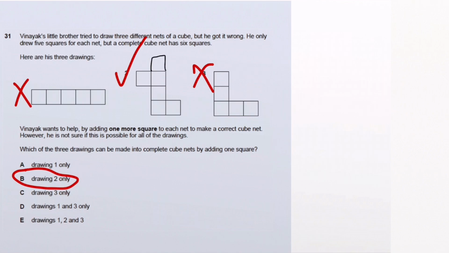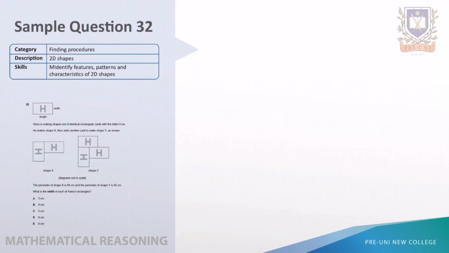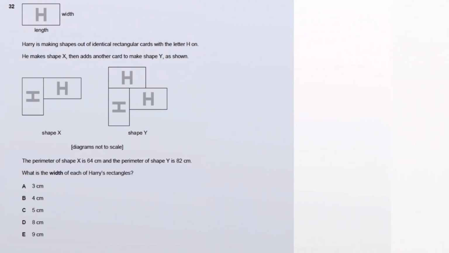So for this question, students should try to visualize the cube net and try to form it themselves in their head and try to pick out where an extra square could fit in. Now on to question 32, where we have the category finding procedures, description 2D shapes, and skills identify features, patterns, and characteristics of 2D shapes.